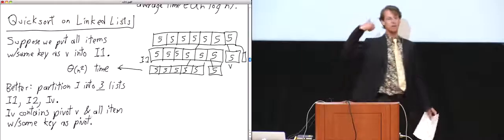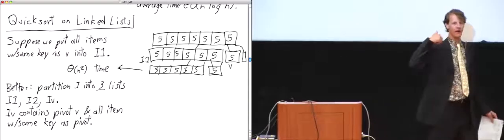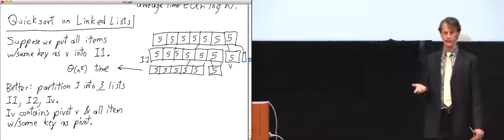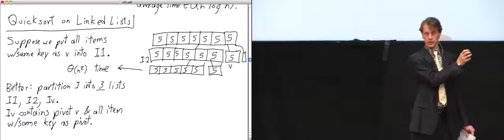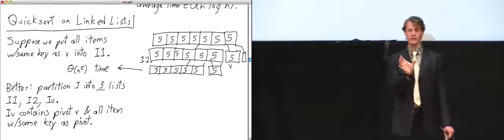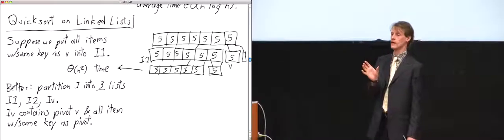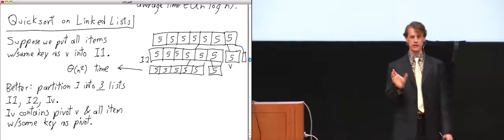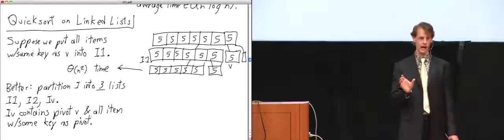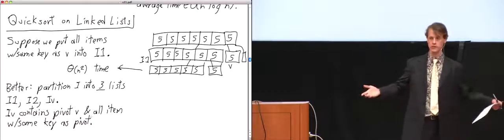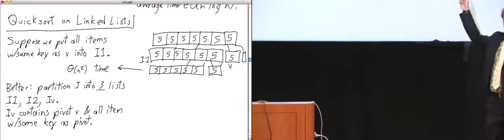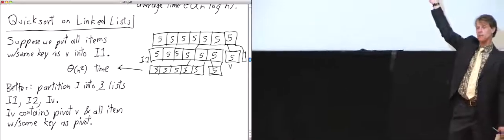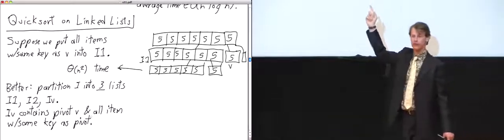So now what will happen if I try to sort this array of all 5s? We'll get three lists. I1 will be empty, because there are no keys less than 5. I2 will be empty, because there are no keys greater than 5. IV will contain all the 5s. And since they all have the same key, we do not sort IV recursively. It's already sorted. So now we have a quicksort that runs in linear time if all the keys are equal to each other. And that's great.